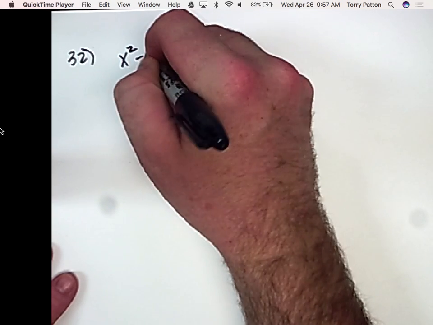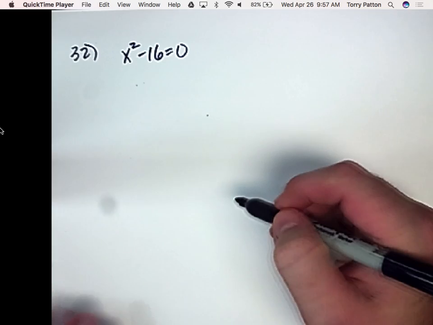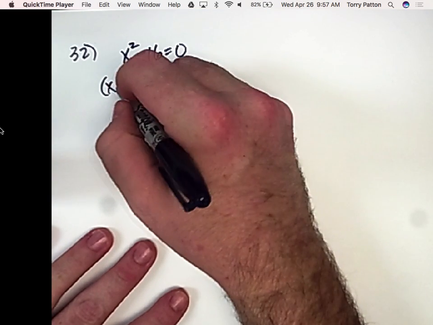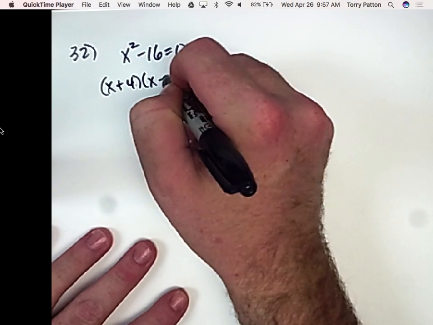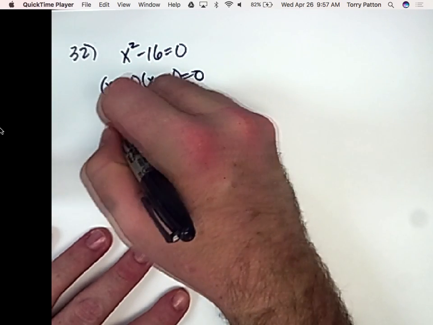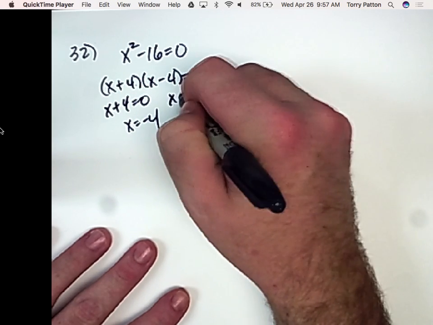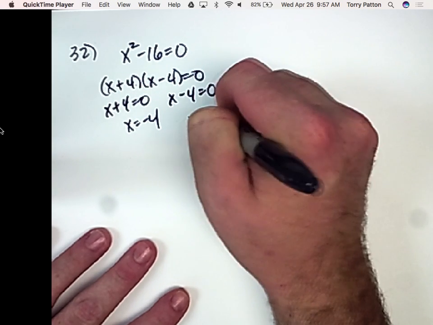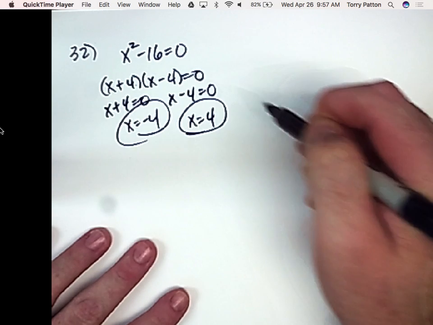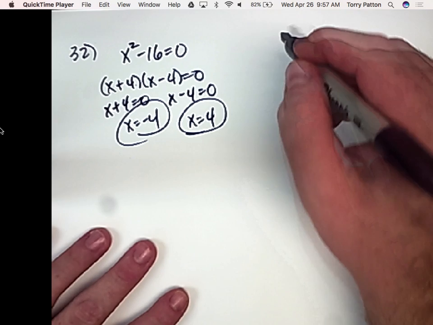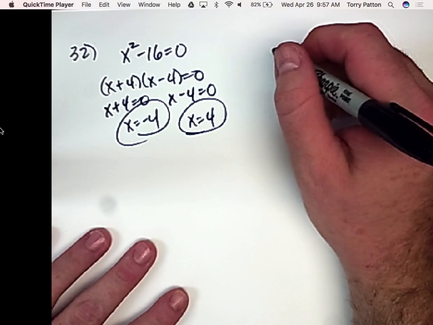X squared minus 16 equals 0. Okay. You can factor it to be x plus 4 times x minus 4. So x plus 4 equals 0, so x is negative 4, or x minus 4 equals 0, so x is 4. Oh, I did the quadratic formula. You could do that too. But I got 16 and 0. You filled in the wrong things then.